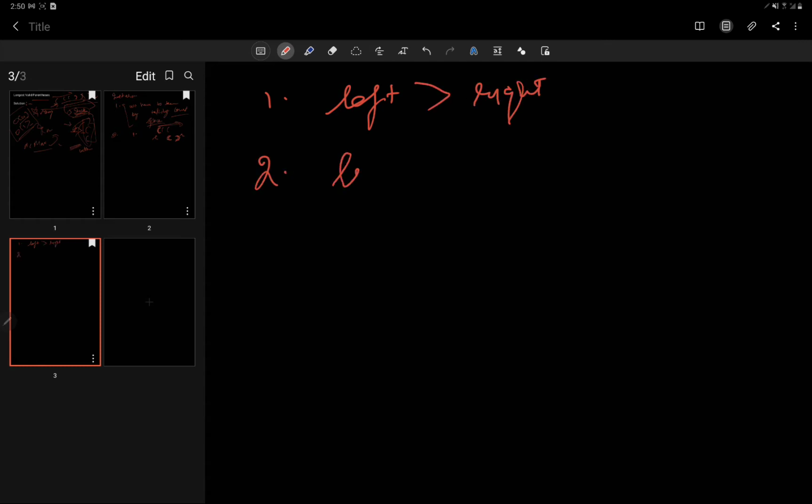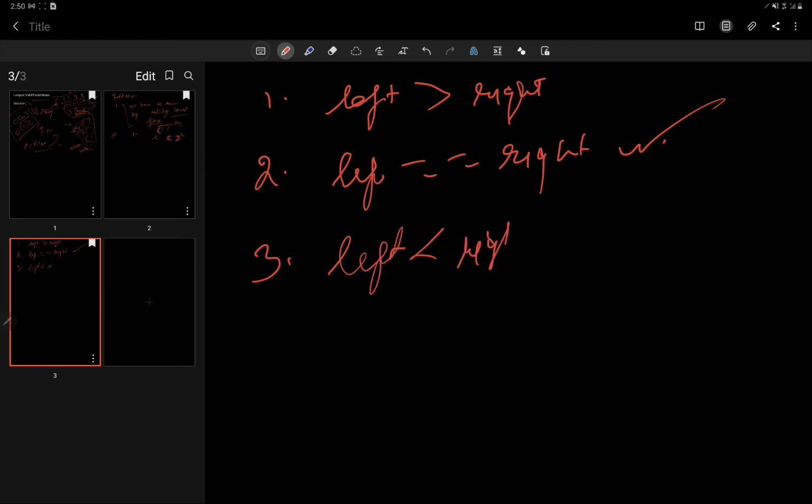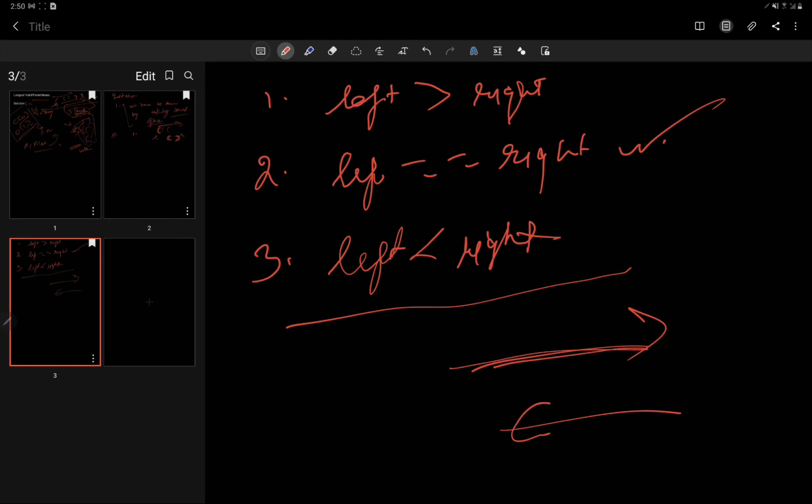Number two, the length of left is equal to right, in which case it's valid. And number three, the length of left is smaller than the length of right. So these can be the three cases that we can encounter while traversing in any direction. Either we traverse from here or we traverse from here. If we traverse in this direction, from i equals 0 to str.length, the given length.